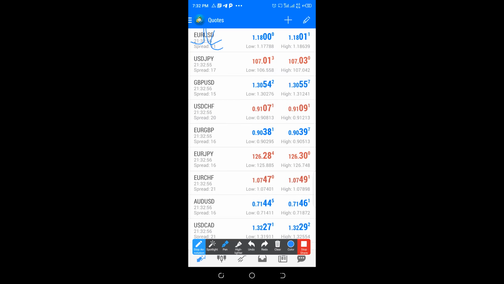All right, I'm going to come again. Every currency you see on your left hand side is called the base currency. Every currency that you see on your right hand side is called the quote currency.